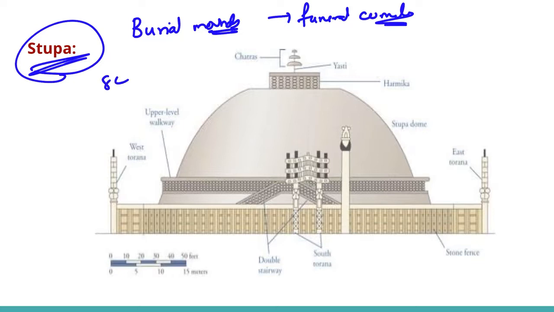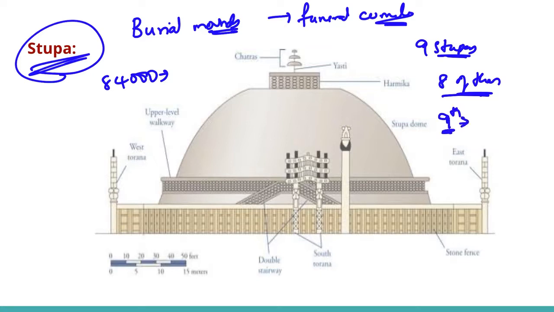Almost 84,000 stupas were erected during his period only. Although a Vedic tradition, stupas were popularized by the Buddhists. After the death of Buddha, 9 stupas were erected, and 8 of them had the relics of Buddha at their Medi, while the 9th one had the pot in which the relics were originally kept.